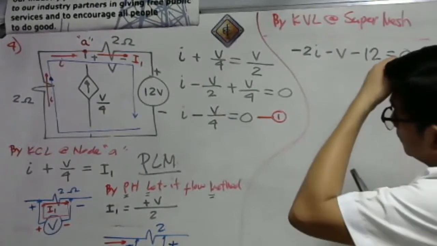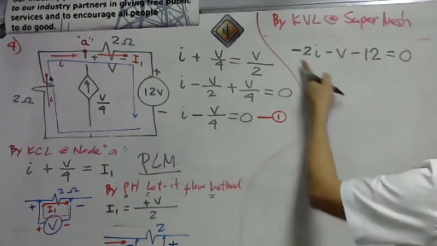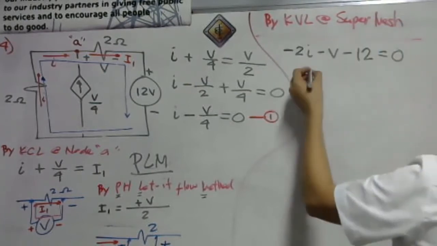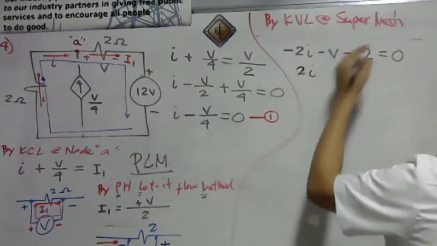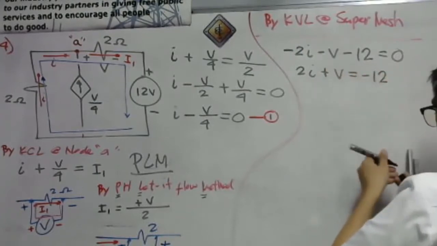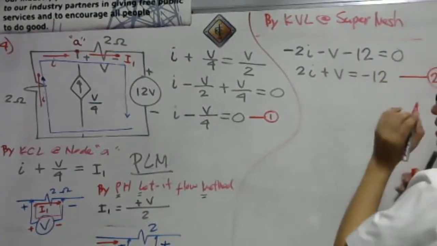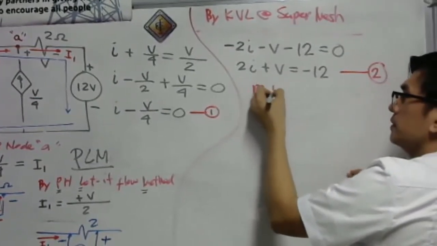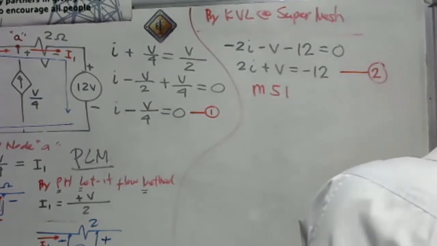Now we can have the equation here. Let us transpose negative into positive. So this negative 2I will become a positive 2I, and negative B will become positive B, equal to negative 12. That will be our equation number 2. So we are now ready to use our calculator. Put your calculator in mode 5.1.